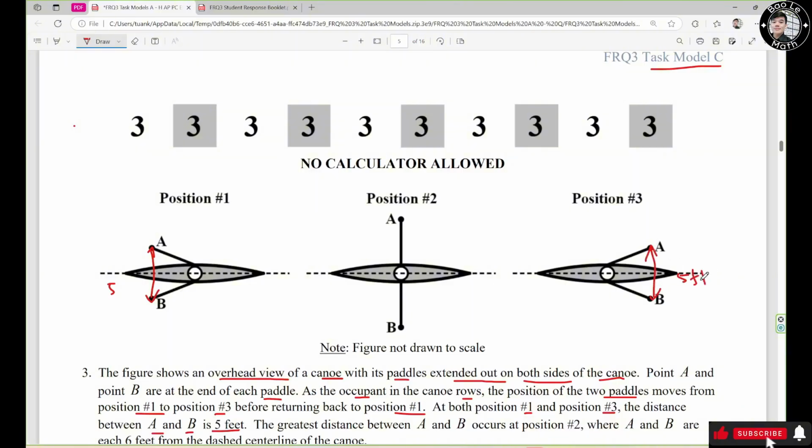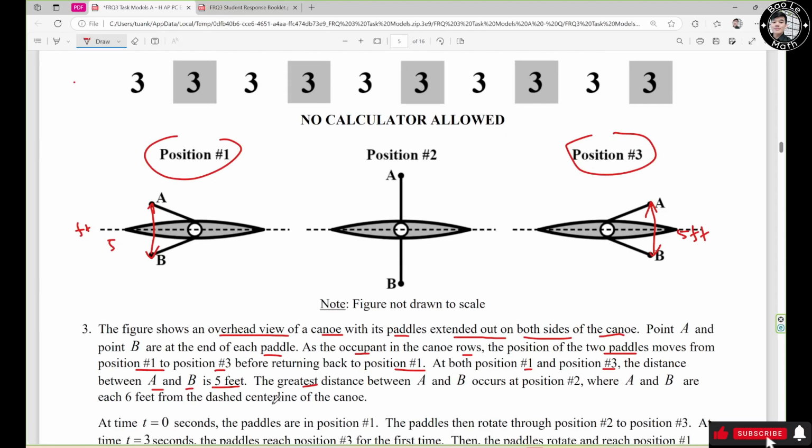So position 1 and position 3 right here have the minimum distance, right? The greatest distance between A and B occurs at position 2, where A and B are 6 feet from the center line of the canoe. Alright, so this one is 6, this one is 6, so total should be 12. So 12 is the maximum distance, alright?